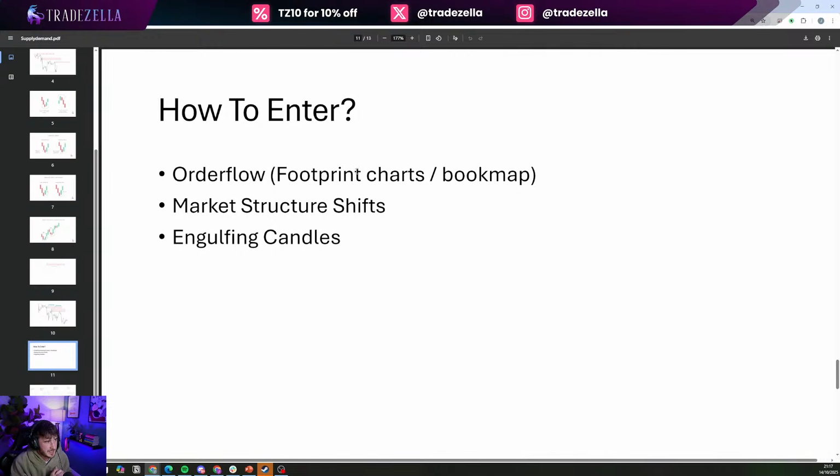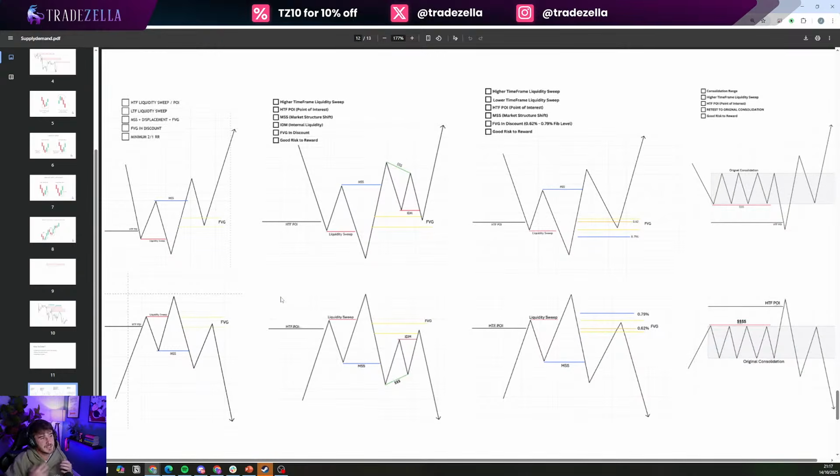Now, as we are backtesting today, unfortunately, we cannot backtest order flow. So what we are going to be using is market structure shifts or engulfing candles. And what do I mean by that? Simple market structure is what I mean, like using market structure on the lower time frame. So basically using the exact same stuff we've just looked at, but using that on the lower time frame, as I say, price is fractal.